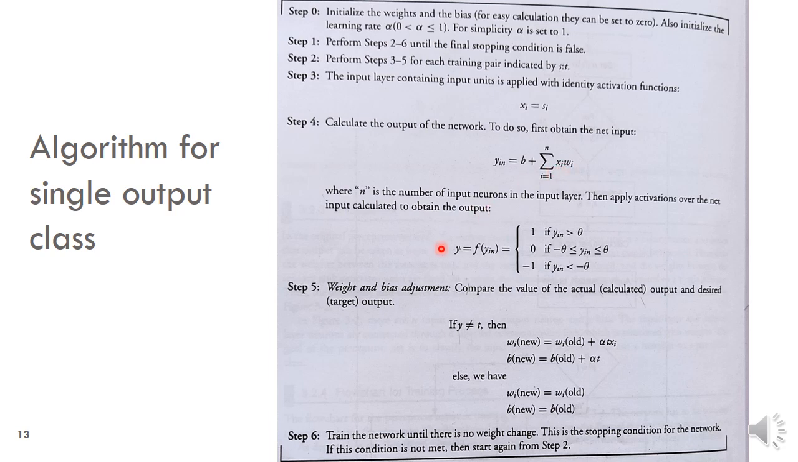Now, using that, we will calculate the final output by using the activation function. We usually use the binary step with fixed threshold, which is indicated over here. Calculate the final output y. Now, we have to compare the calculated output and desired output. If it is not equal, then update the weights and the bias values. If it is equal, no need to update the weights and bias values. And train the network until there is no change happening to the weight values and the error factor becomes 0.